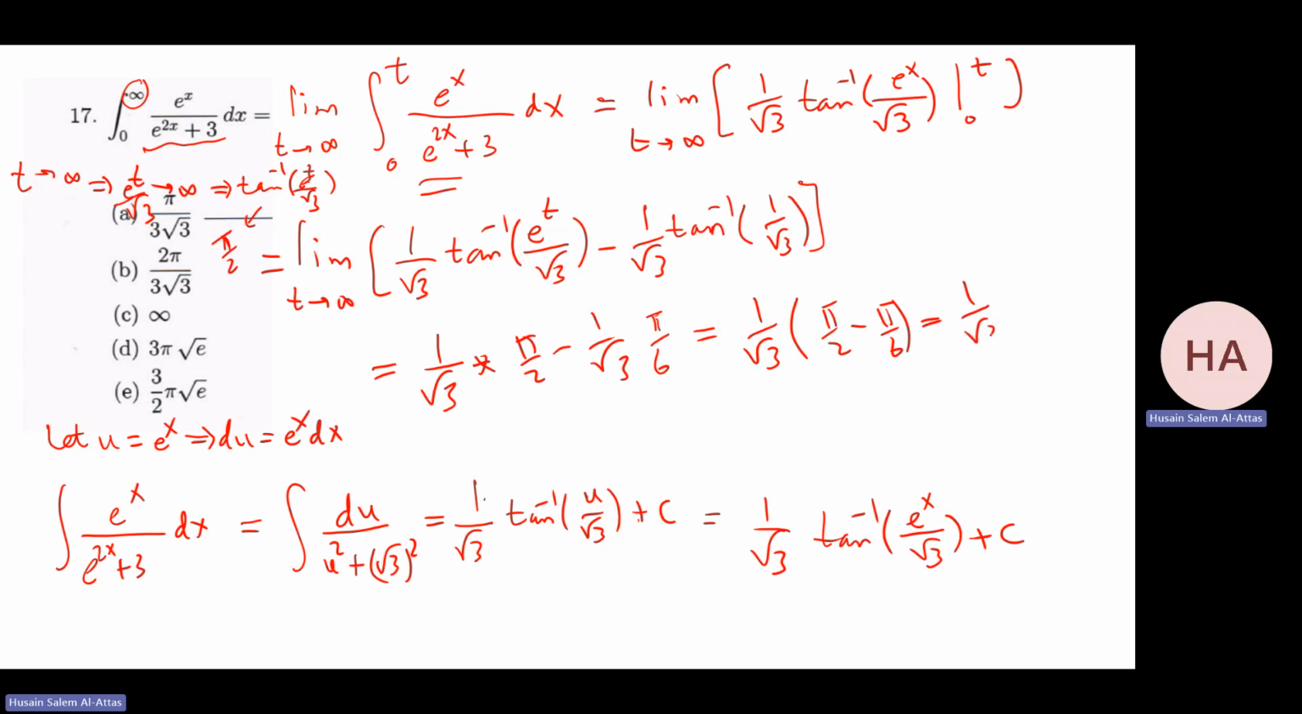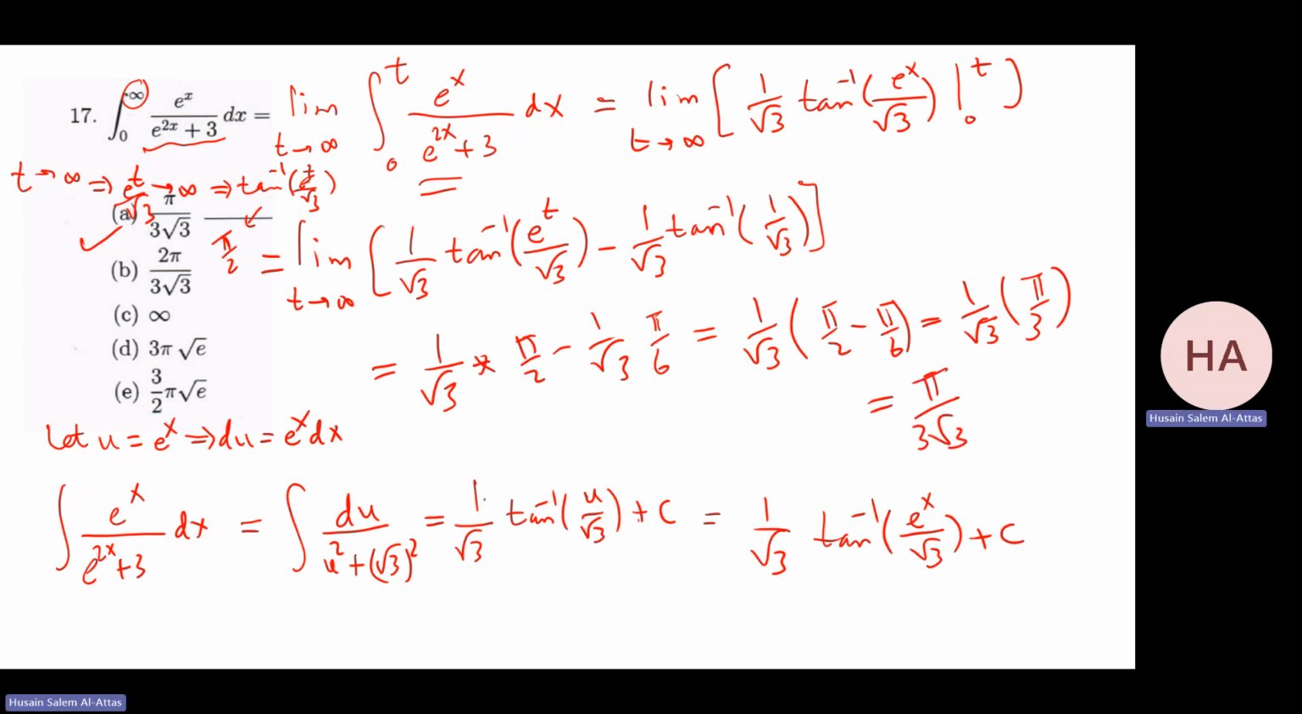And what is that? Pi over 2 is 3 pi over 6, so that will be 2 pi over 6, which is pi over 3. So this will be my answer, which is pi over 3 square root of 3.